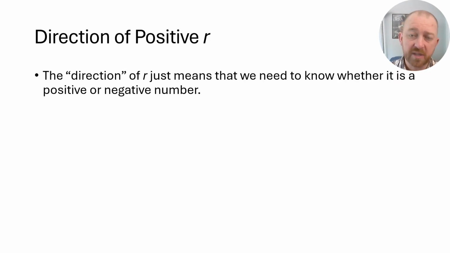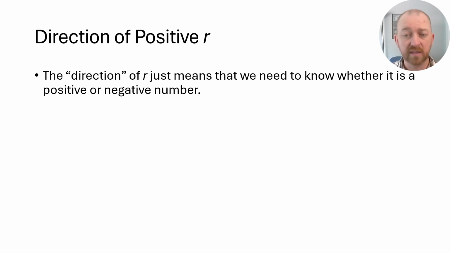So there can really be three directions for R. R can be positive, R can be negative, and R can be just sort of non-directional, I suppose. It can be too weak to say that it has a direction, but that's starting to get into the strength, which we'll talk about more next time. So the direction of R just means we need to know: is R a positive or negative number?